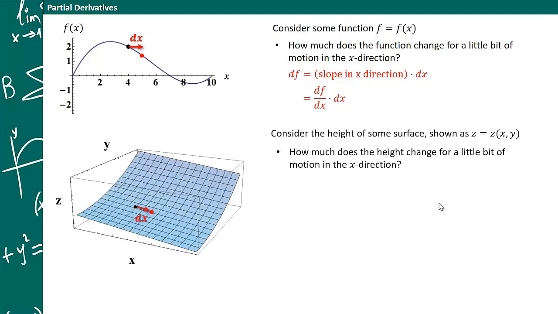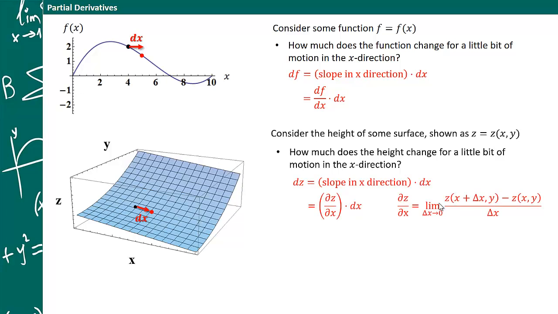In particular, let me think of two dimensions so that I consider the height of some surface. So my function here, z, is the height of a particular surface. Think of it as a hill, for instance, and it's a function of x and y coordinates. And I want to know how much does the height change for a little bit of motion in, say, the x direction, as shown here. So I have a little bit of motion dx in the x direction, and the height will change in the z direction as the slope of that hill in the x direction times the little bit of distance in the x direction, dx.